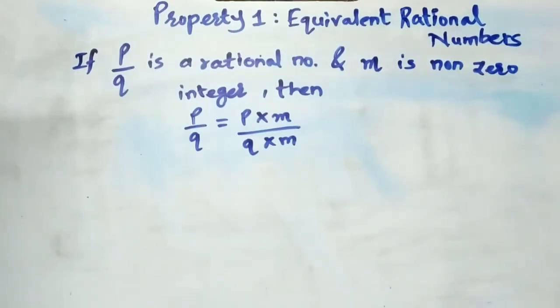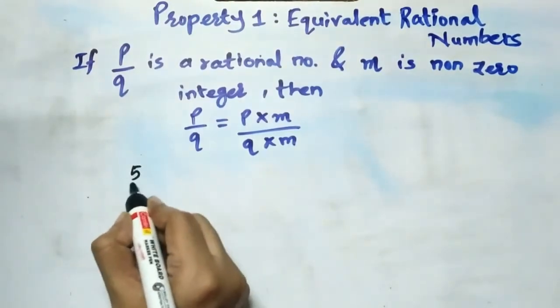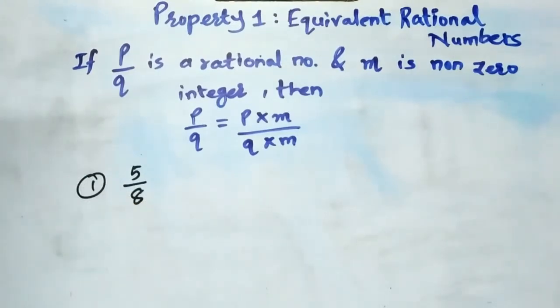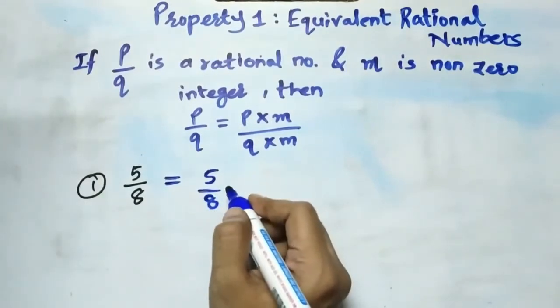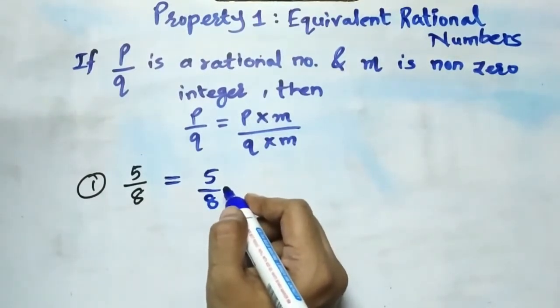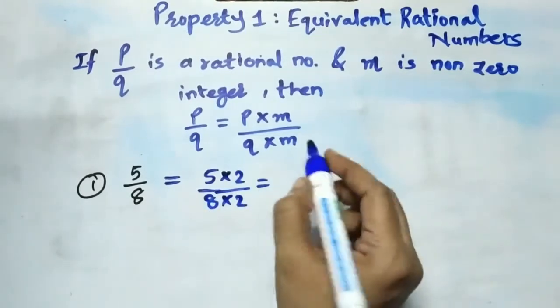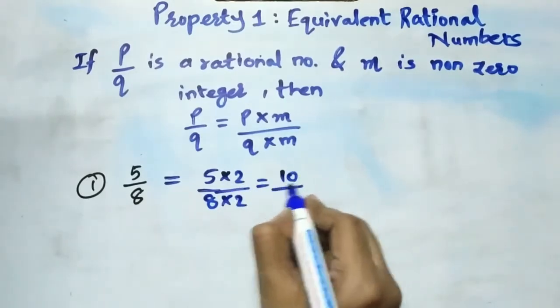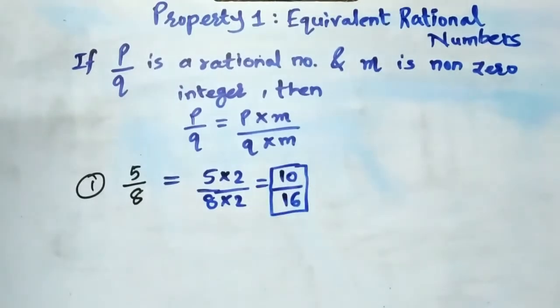For example, suppose 5 by 8 is a given rational number, and we are supposed to find equivalent rational numbers to this number. So what we can do, friends, just write down this 5 by 8, and here I am choosing m as 2. So I can just multiply it with this 2 in the numerator and in the denominator. What I'll get? 5 2s are 10, and 8 2s are 16. So this 10 by 16 is nothing but the equivalent rational number of this 5 by 8.